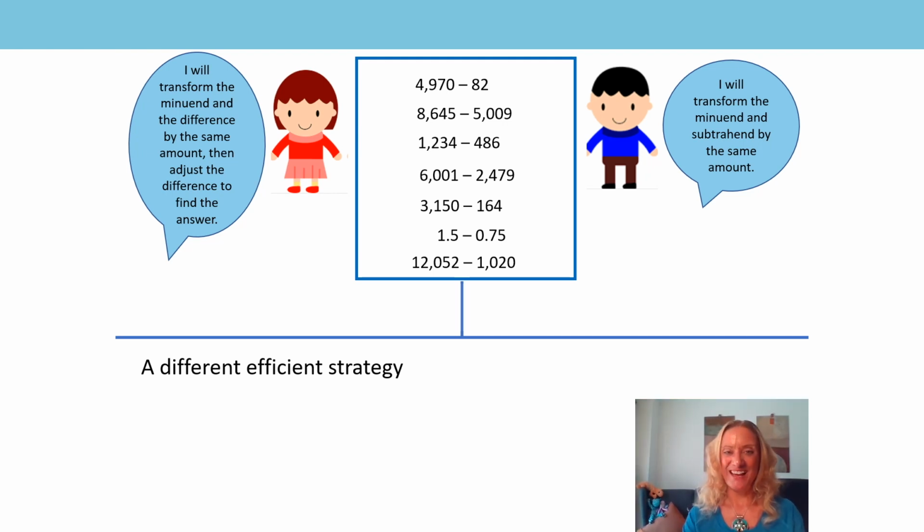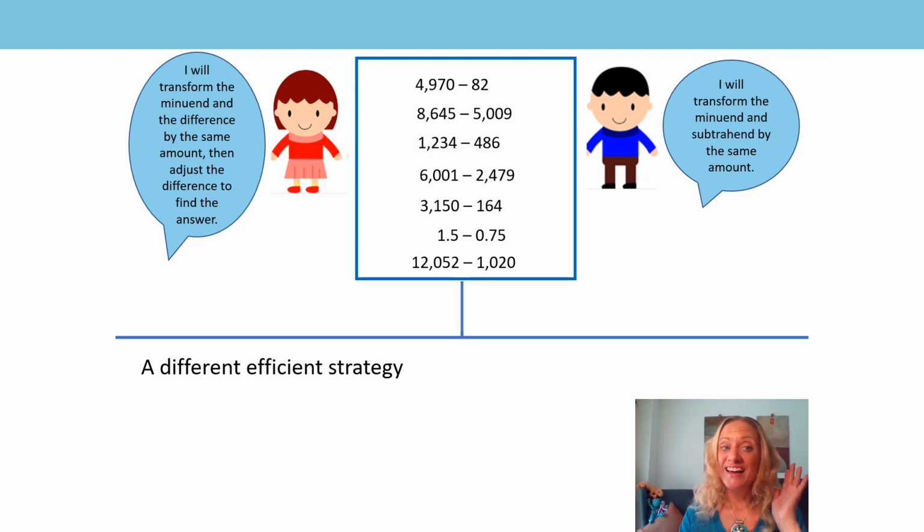Let's look at the first one together. 4,970 subtract 82. What kind of decisions did you make when trying to decide the most efficient strategy? Did you look at the subtrahend first? So if I look at 82, can I subtract 82 quite easily from 970? Not very easily, can I? Is there a strategy I could use to resolve that?